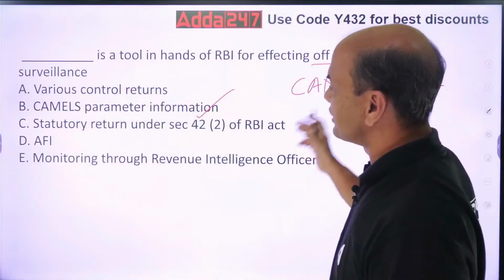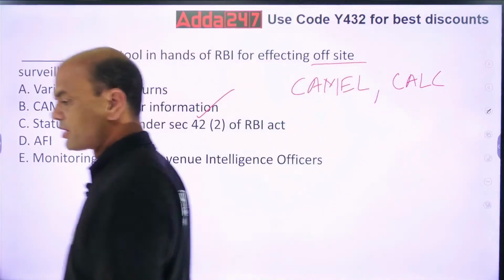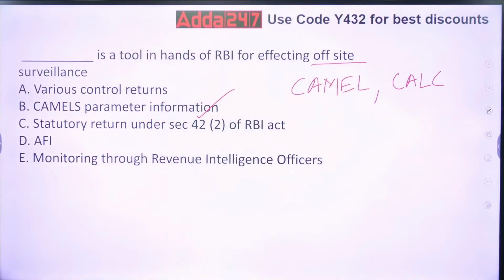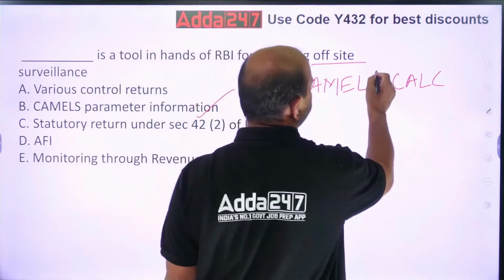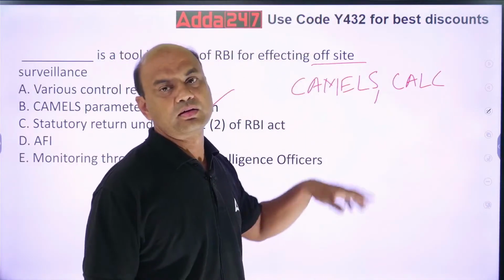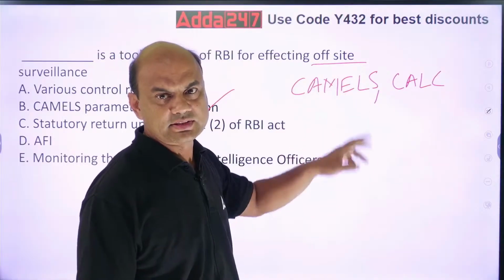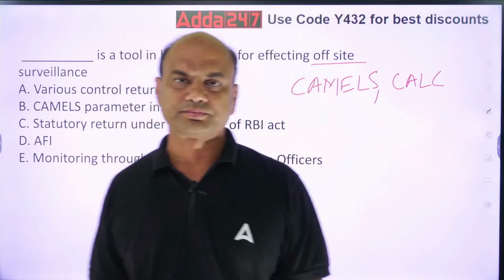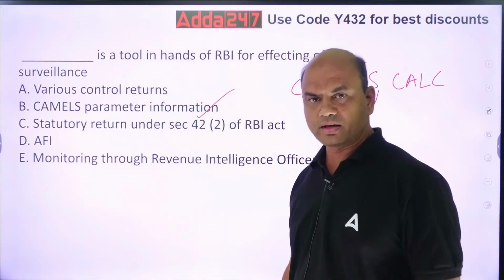So ICAP is Internal Capital Adequacy Assessment Process, a very important one. I was talking of CAMELS. CAMELS means capital adequacy, asset quality, management, earnings, liquidity, and the last one is sensitivity. CAMELS, S for sensitivity. Got it? Clear?